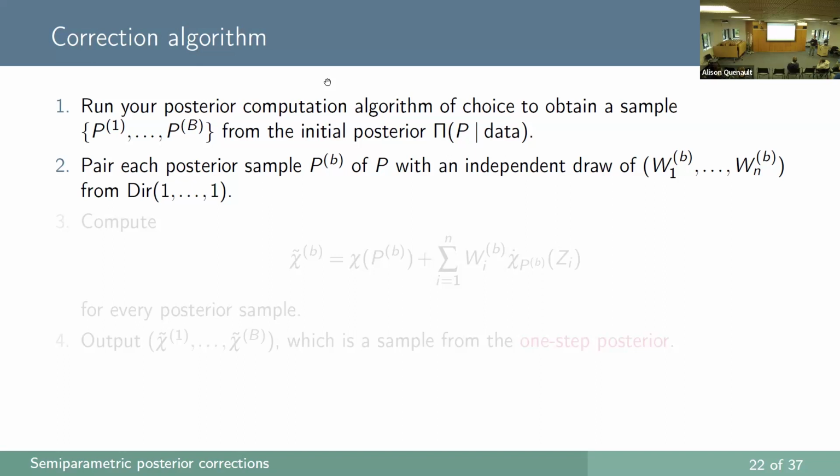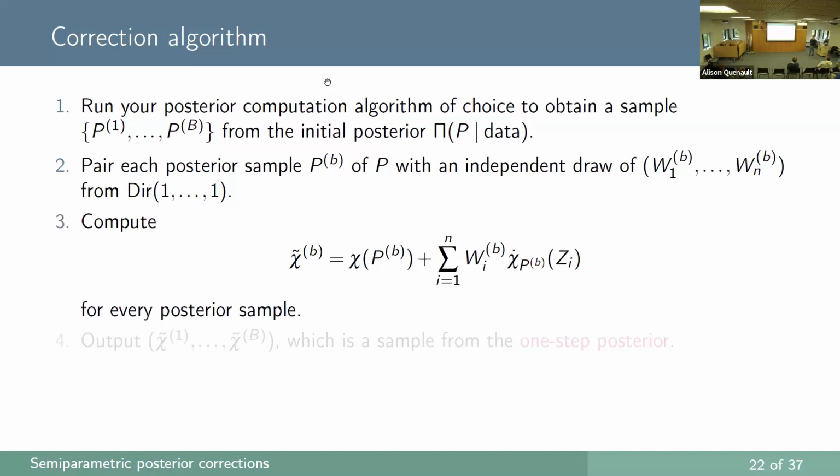We've taken each posterior sample and paired it with these random probability weights. So we've introduced a new source of randomness here. It's independent, from a Dirichlet, a vector of n probability weights summing up to 1. So we introduced a new independent source of randomness into our analysis, which might seem a bit odd, but there's some logic behind it.